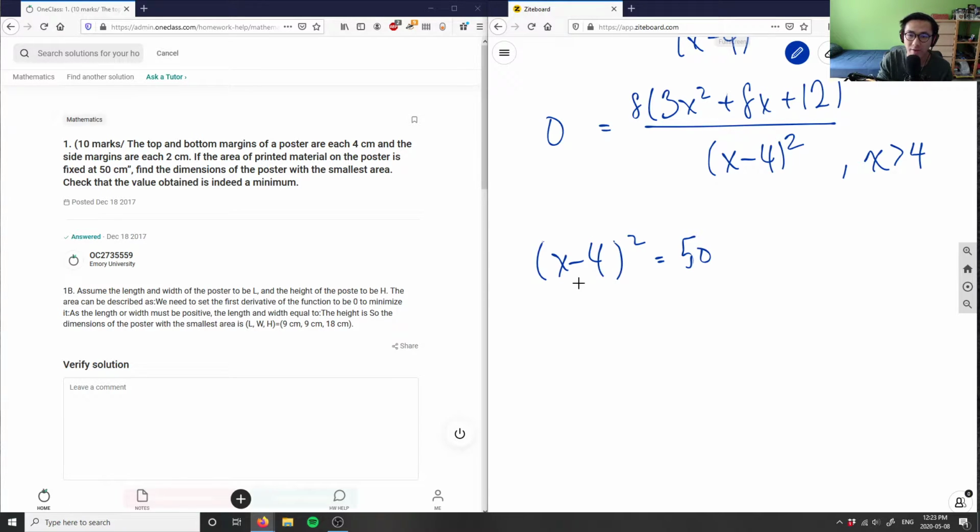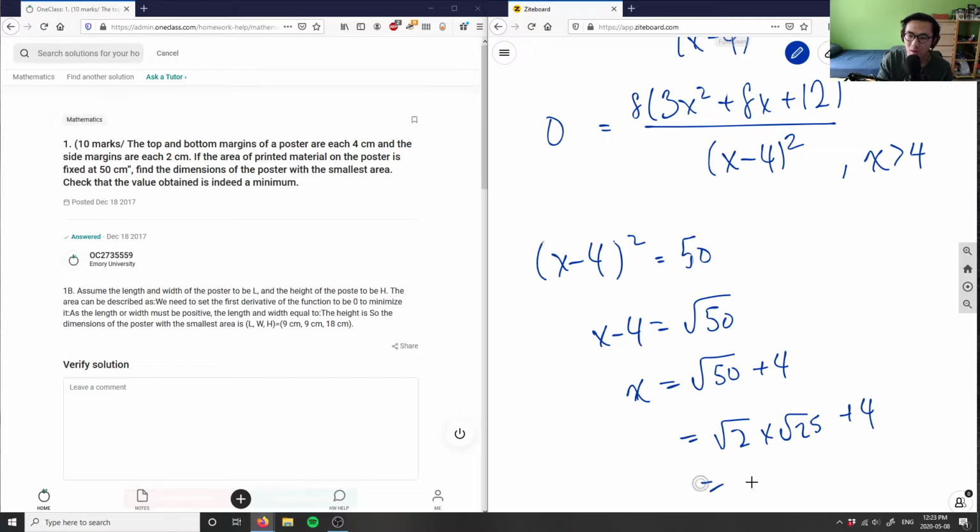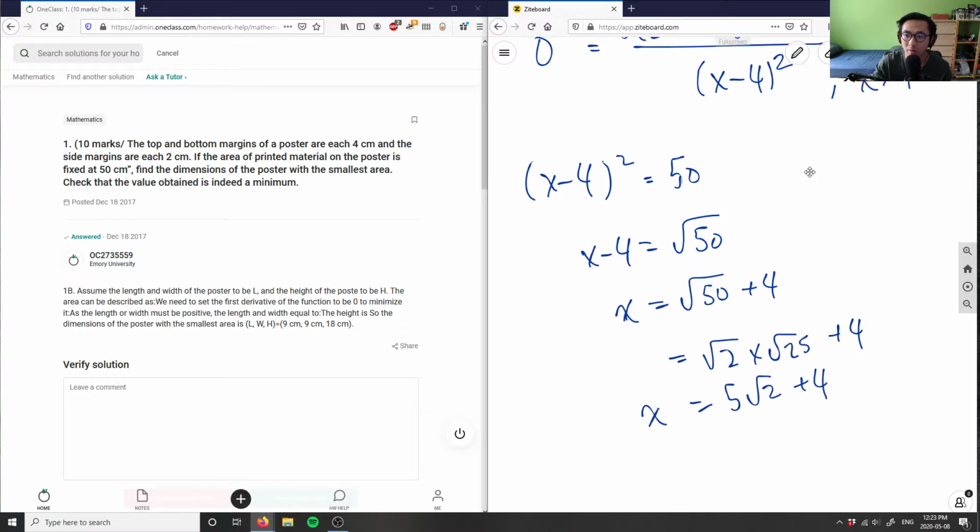So again, I have x minus 4 squared equals 50. I can square root both sides to get x minus 4 is equal to root 50. And then finally, x would equal root 50 plus 4. If I want to simplify the radical, I would get 5 root 2 plus 4. And this would be my x value for the total length of the poster.